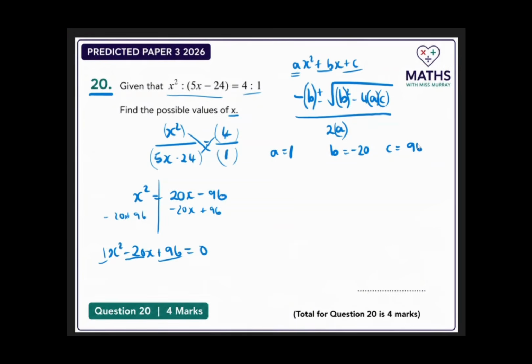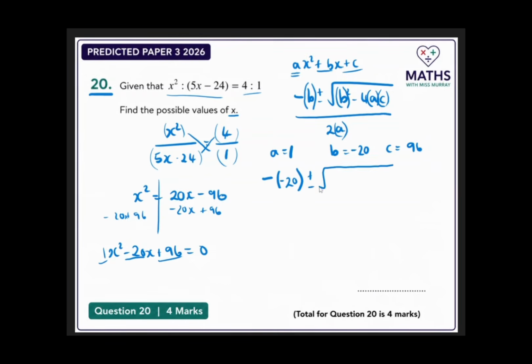So now I can plug those values in your calculator, but I would also plug them in as part of your working out, just in case you make an error with your calculator. So minus, I'm swapping b in, so I'm putting a bracket here and I'm putting negative 20, because people often forget to have a subtraction and a negative here. That's why it helps to have the brackets as well.